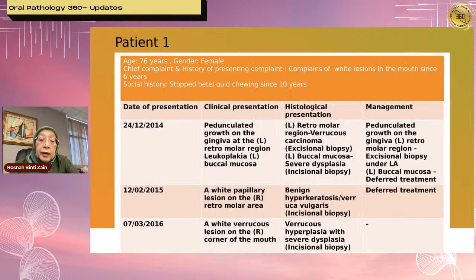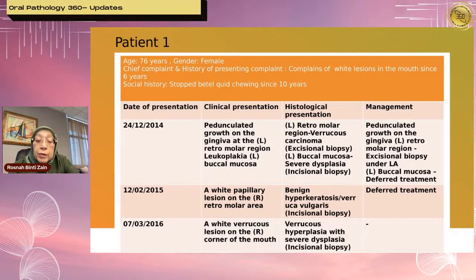Next. As we go on, within that same year in December, there was a pedunculated growth at the gingiva in the left retromolar region, as well as leukoplakia on the buccal mucosa. Histologically, it is a verrucous carcinoma, and the buccal mucosa was a severe dysplasia. At that time, excisional biopsy was done for the pedunculated growth in the retromolar region, while the treatment was deferred because it was December, so a few things had to be looked at, and that was deferred to February.